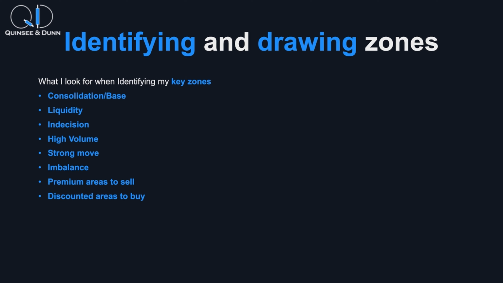Or we can look for those equal highs, equal lows, or trendline liquidity that's in the market. We want to wait for that to be taken out, so our zone sweeps that form of liquidity that's in the market and impulses to the upside or downside. So indecision are those doji candles or consolidation periods. Now, I want to see the zone create some high volume and a strong move that leaves behind imbalance, and the zone must be in a premium area to sell and a discounted area to buy.